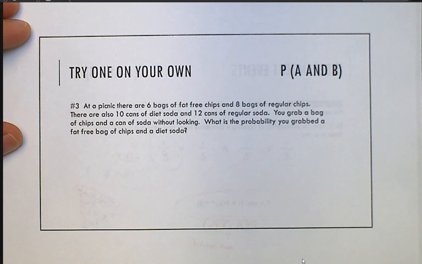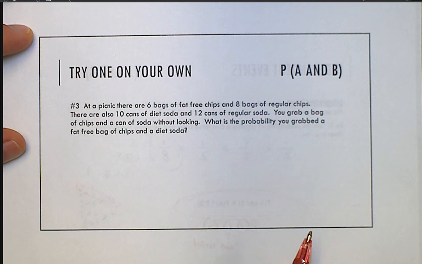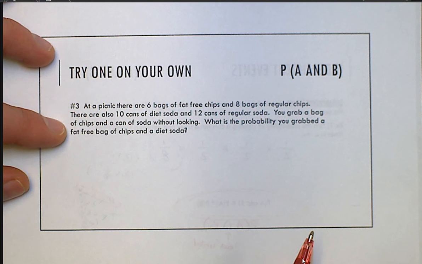All right, so you can read the situation here. At a picnic, there are 6 bags of fat-free chips and 8 bags of regular chips. There are also 10 cans of diet soda and 12 cans of regular soda. You grab a bag of chips and a can of soda without looking. What is the probability you grabbed a bag of fat-free chips and a diet soda?